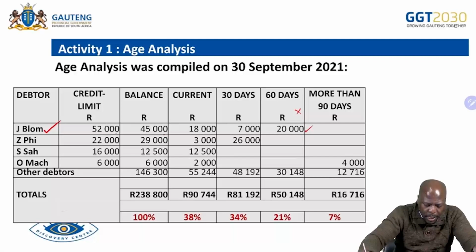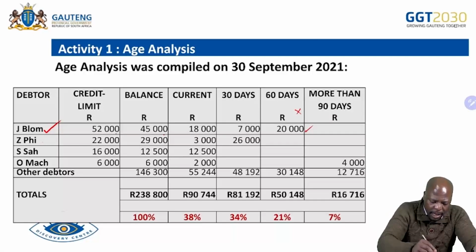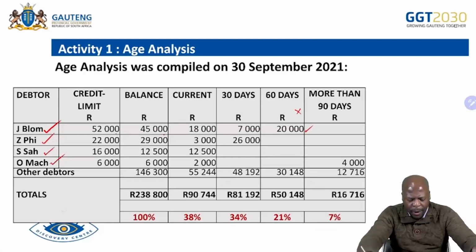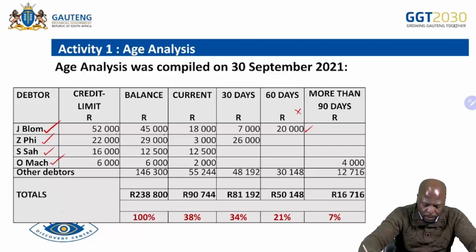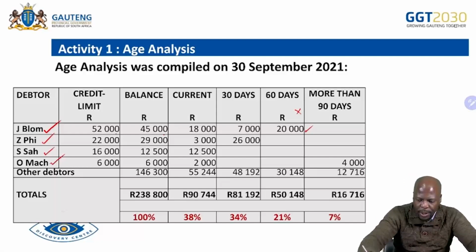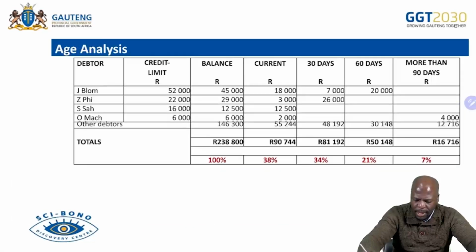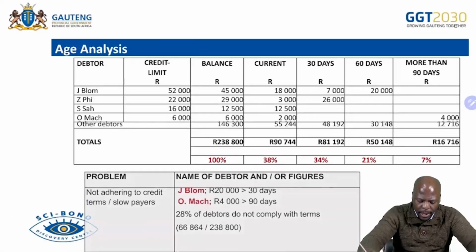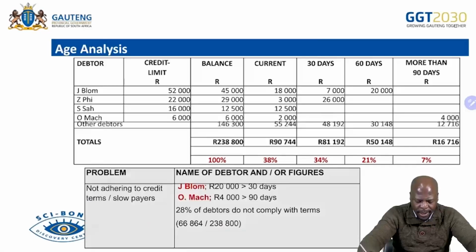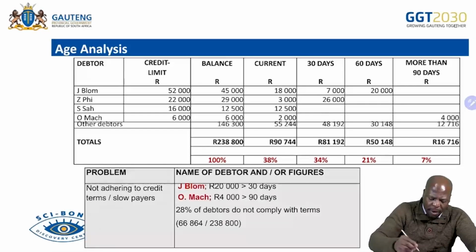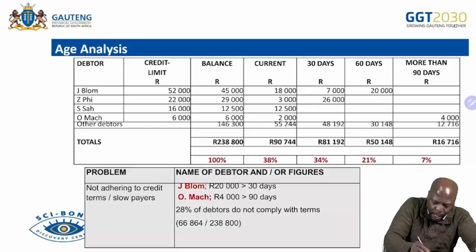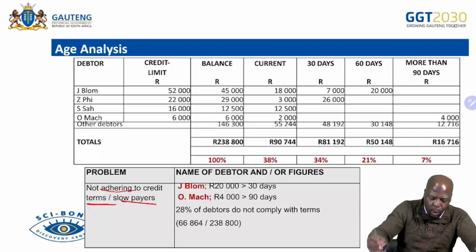Let's go to ZP. And then here is Mr. ZP. And then we have ESSA, all much. And then we have the total of other debtors. Now, I want us to look into the question. What is the question demanding of us? Here's the age analysis again. Remember, we want debtors that are problematic. Number one, we have debtors that are not complying with our credit terms, or these are debtors that are slow payers.